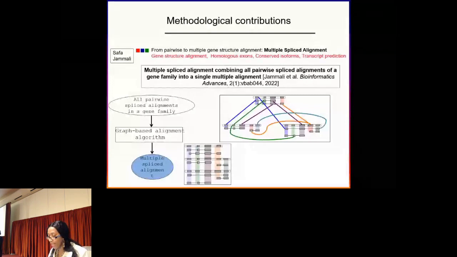Yes. So, like I said, these actually contribute to multiple gene structure alignment, to the identification of homologous exons, but multiple splice alignment can also be used to quickly identify conserved isoforms, so those that are composed of orthologous exons. And also they can be used for transcript prediction, to transfer the transcript annotation of one genome to another genome, which is less annotated in terms of transcripts.